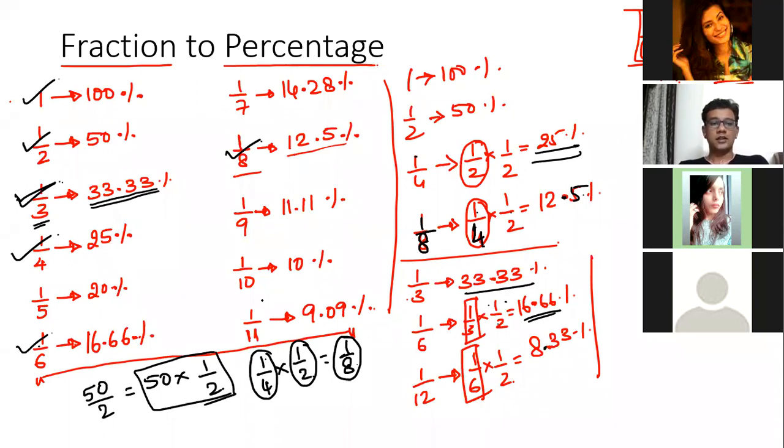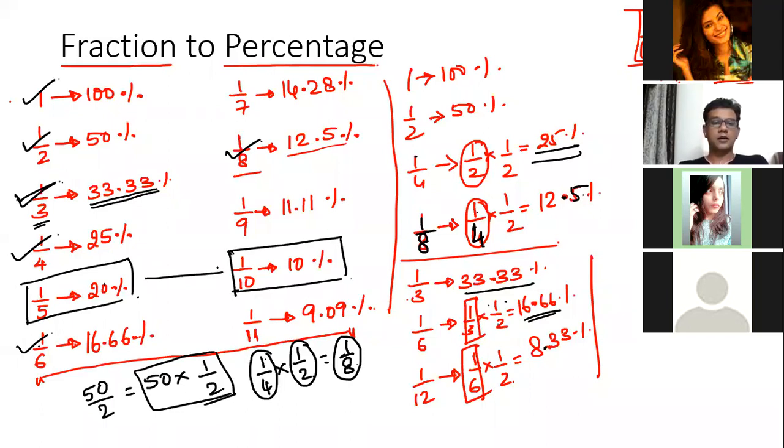Now, the next value I have to remember is 1 by 5. 1 by 5, 20% is something that I have to remember. No excuse in it. That is 100 divided by 5 basically. If 1 by 5 is something that I will remember, 1 by 10 is also something that I should remember. I guess both of them are easy for me to remember, right? So these are the two things that I have to remember.